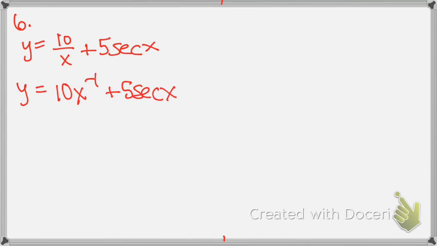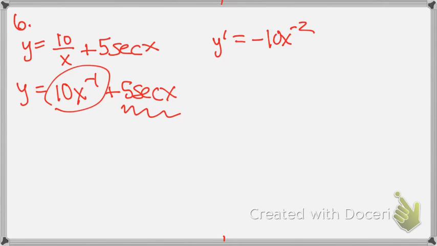So now the first term is just a power rule. So this guy's just a power rule, negative 10, x to the negative 2. And this is one of those derivatives that you're supposed to memorize. But I said if you don't memorize it, you don't have to memorize it, but you do at least need to know to look it up in the cover of your book, okay?